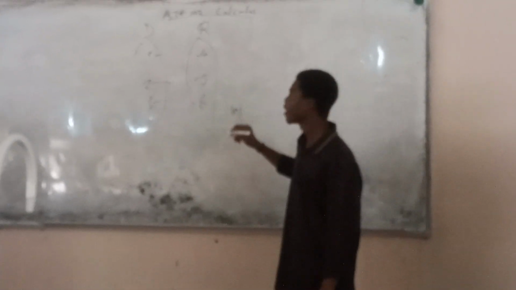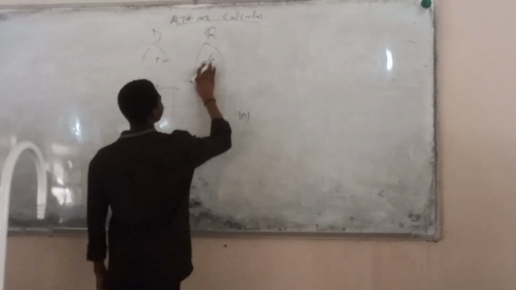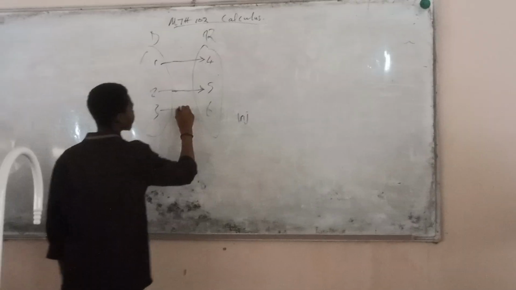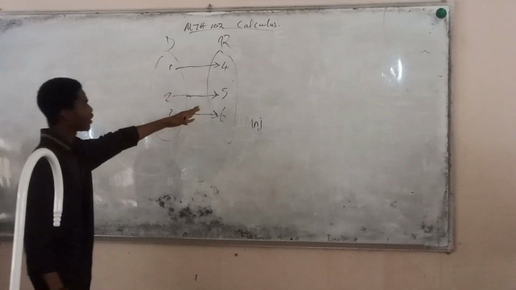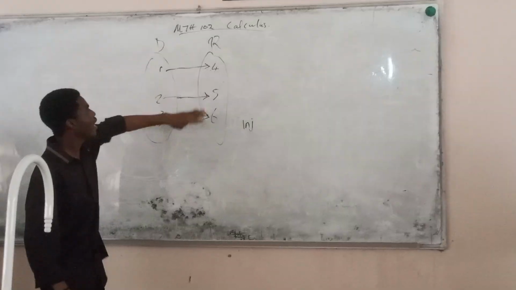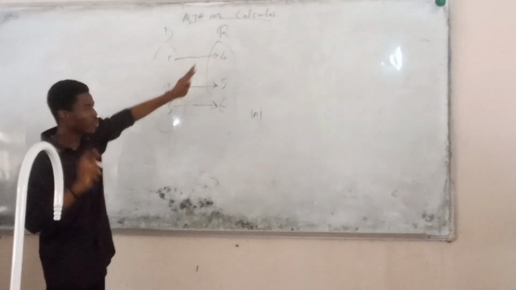Example, can you draw it? An example, this is, we can say it's an injective. Why? Because these values are mapped out just once.